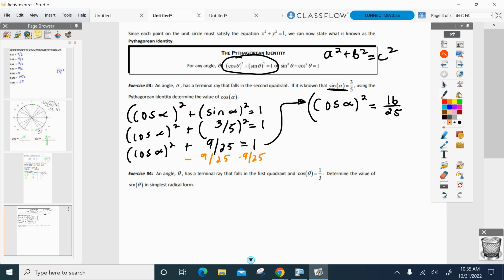Cosine alpha. But I got that squared there. I almost have cosine alpha by itself, but I got that squared there. How do you get rid of squareds in this part of town? Take the square root of both sides, yeah. So the squared's gone. Cosine alpha equals, take the square root in your calculator.